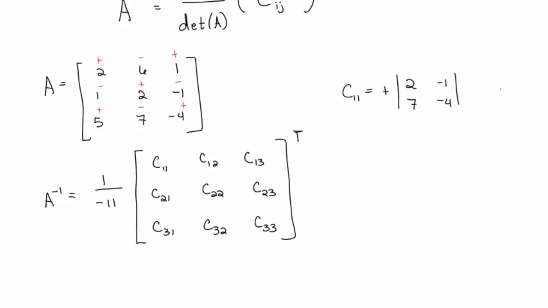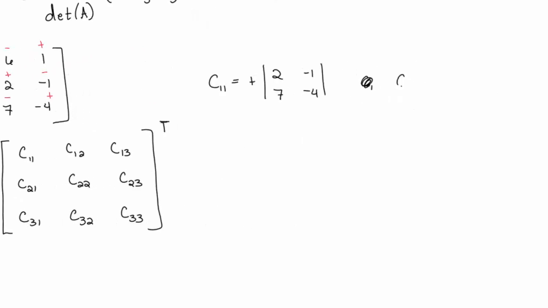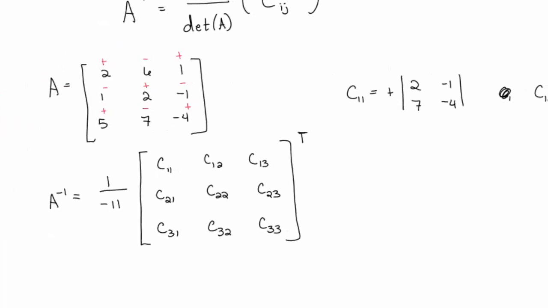C12, I can just scroll over to the right here. C12 is going to equal, well, what happens when we cross out the first row and the second column? I'm going to cross out the entire first row and the entire second column. Remember, there's a minus sign there. So I'm going to start this off with a minus and then the determinant of 1, negative 1, 5, negative 4.